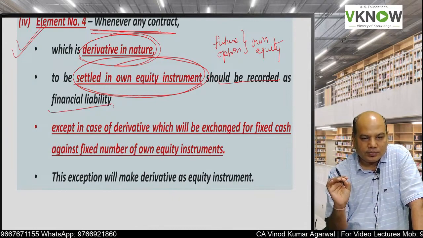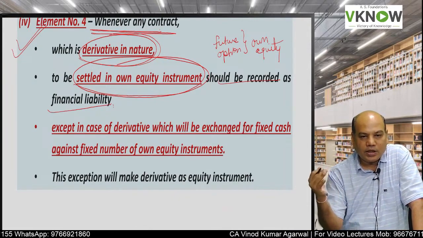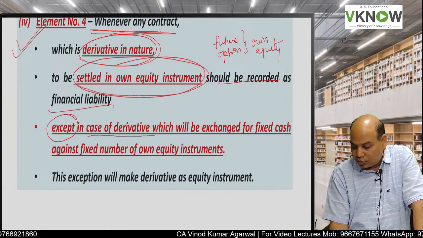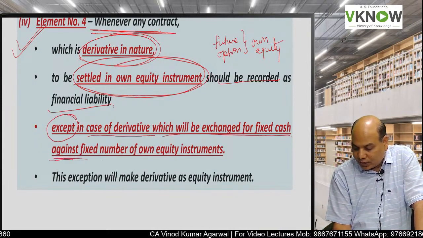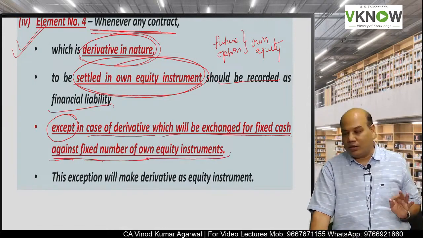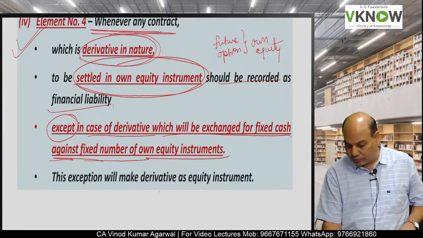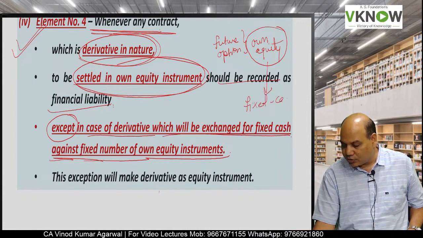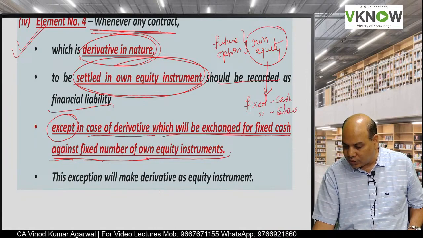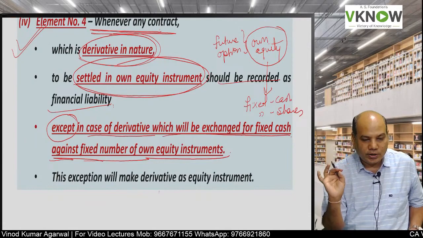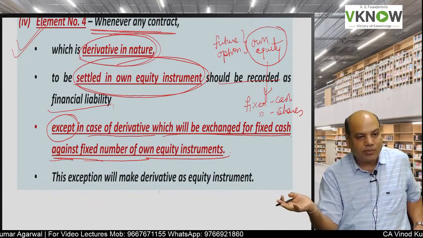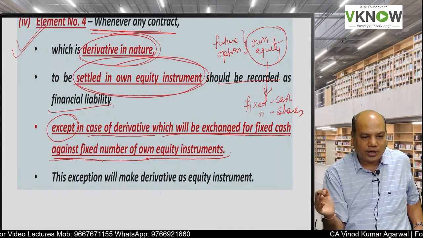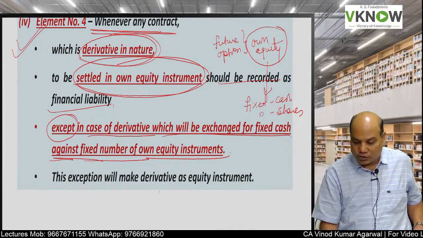So a derivative contract like option or future which will be settled in the form of own equity instrument will be treated as a financial liability except in case of those derivatives which will be exchanged for fixed cash against a fixed number of own equity instruments. Very, very important. So a derivative contract which will be settled in own equity instrument where a fixed amount of cash will be exchanged against a fixed number of shares, then this will be an equity instrument. But if there is a fixed amount of cash and a variable number of equity shares, or a fixed number of shares against a variable amount of cash, then that will be treated as a financial liability.